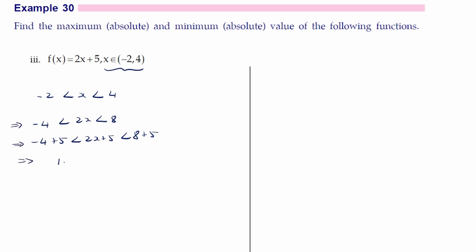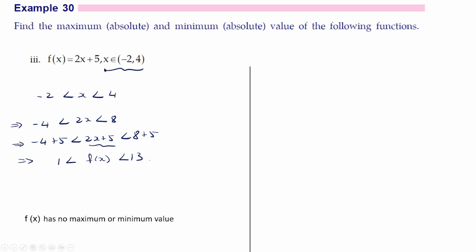So from this we get 1 less than 2x plus 5, which is nothing but f of x, less than 13. Since we have an open interval, here we get 1 less than f of x less than 13. So here f of x has no maximum value or minimum value.